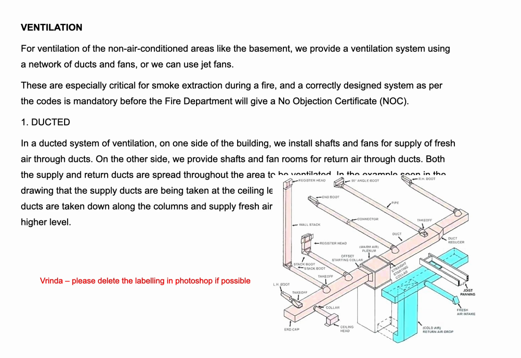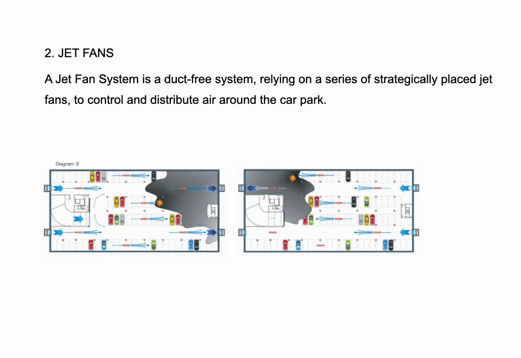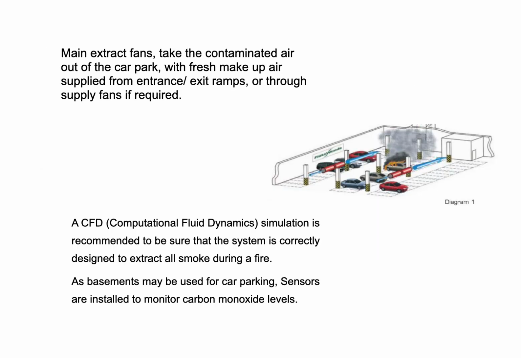The second method is jet fans. A jet fan system is a duct-free system relying on a series of strategically placed jet fans to control and distribute air around the basement area. Main extract fans take the contaminated air out of the car park with fresh makeup air supplied from the entrance or exit ramps or through supply fans if required. A CFD, which is a computational fluid dynamics simulation, is recommended to be very sure that the system is correctly designed to extract all smoke during a fire.